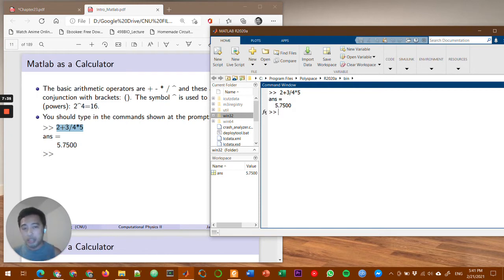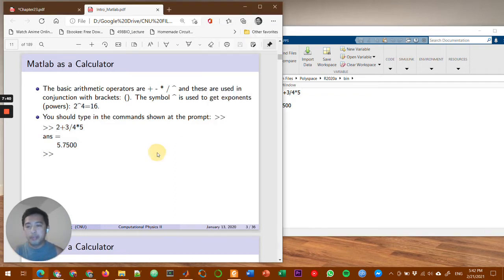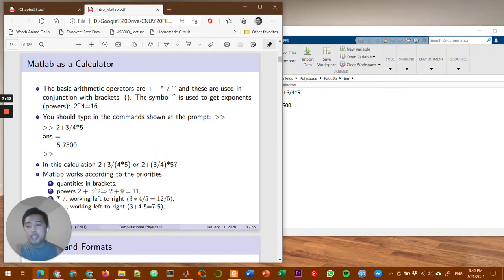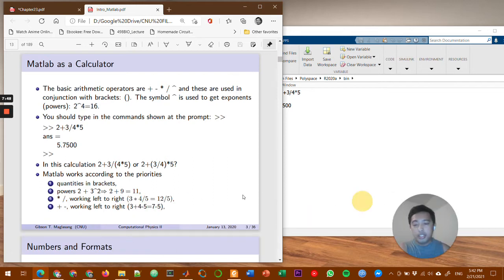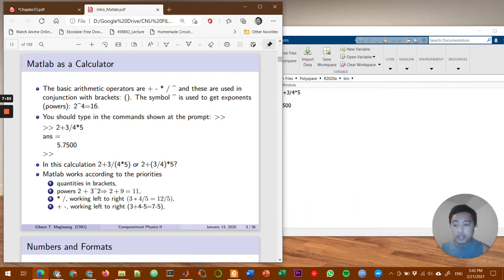Which does it do first? Times, divide, plus, and so on. So there is a ruling for that. Either this or this is what it does. So its ruling is actually this. So this is the ruling. Anything in quantities in brackets, it will do first.